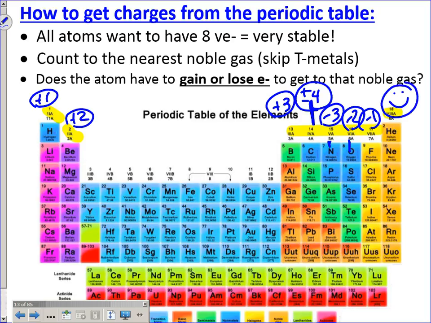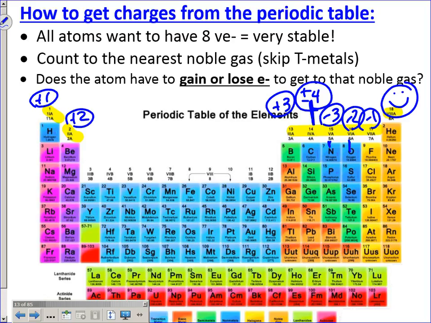So there's a trend. If you're in group 1, 2, and 3, you're a +1, +2, +3. If you're in group 5, 6, and 7, you're a -3, -2, -1 charge. If you are forming what kind of compounds? Ionic. We're sticking with ionic for now. Give me a thumbs up if you get that now.